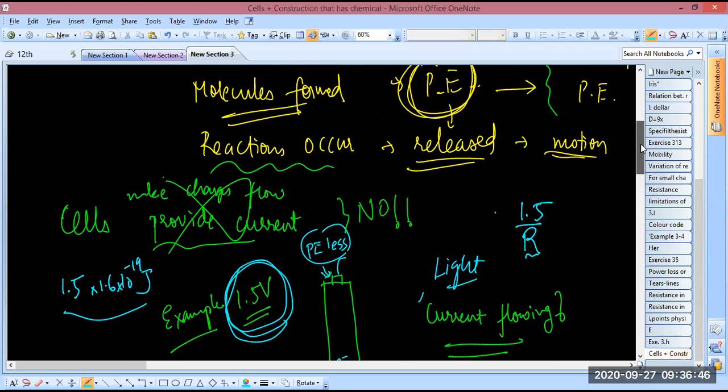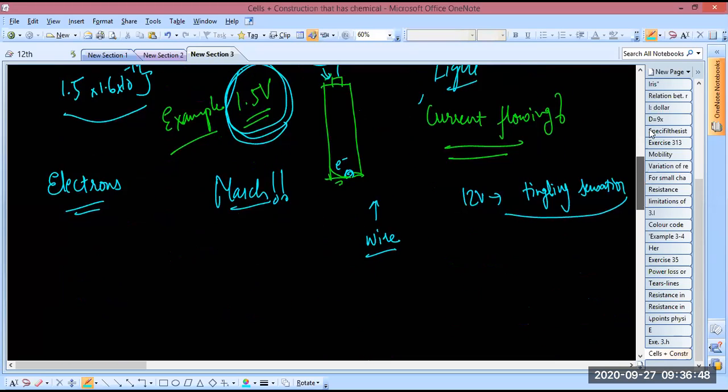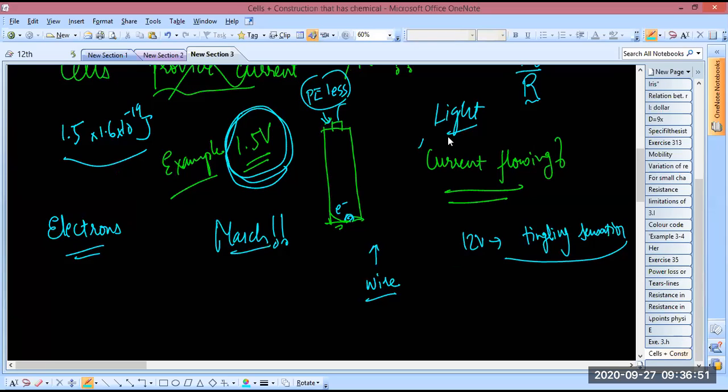So that's a cell. The cell provides potential difference. Then does charge flow or not?